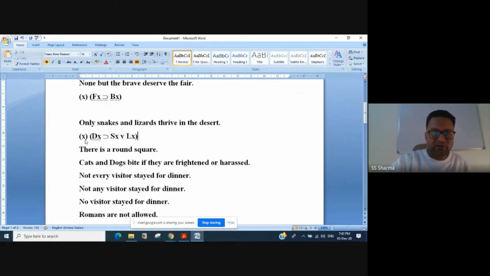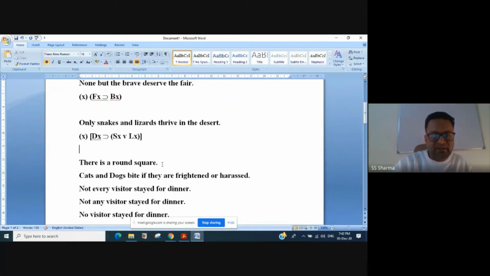Now I do not need to explain that we need to put a wedge sign, rather than an and sign, because here the same thing cannot be the snake as well as the lizard. So I will put these brackets over here so that our symbolization looks proper. So this is going to be the next symbolization.